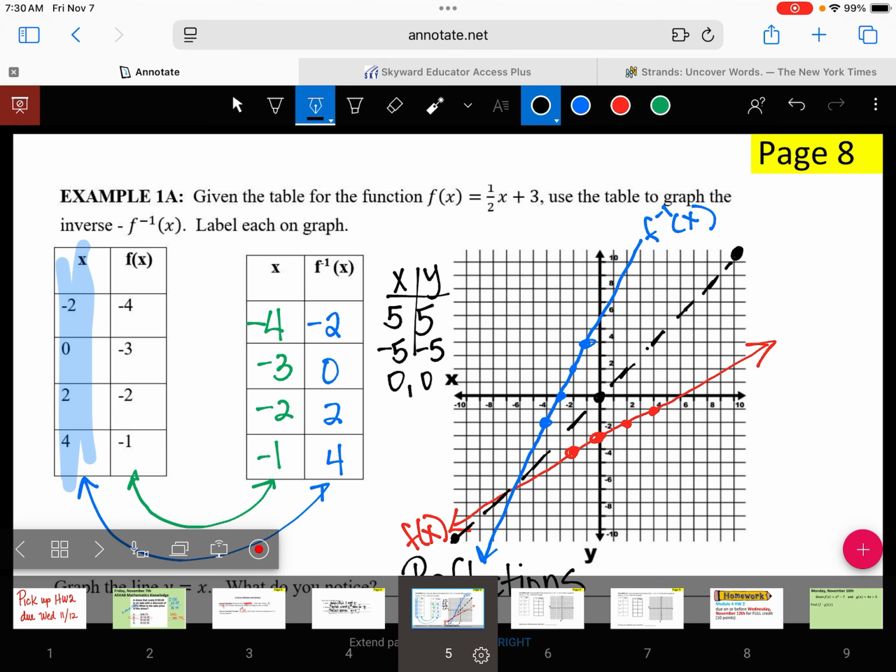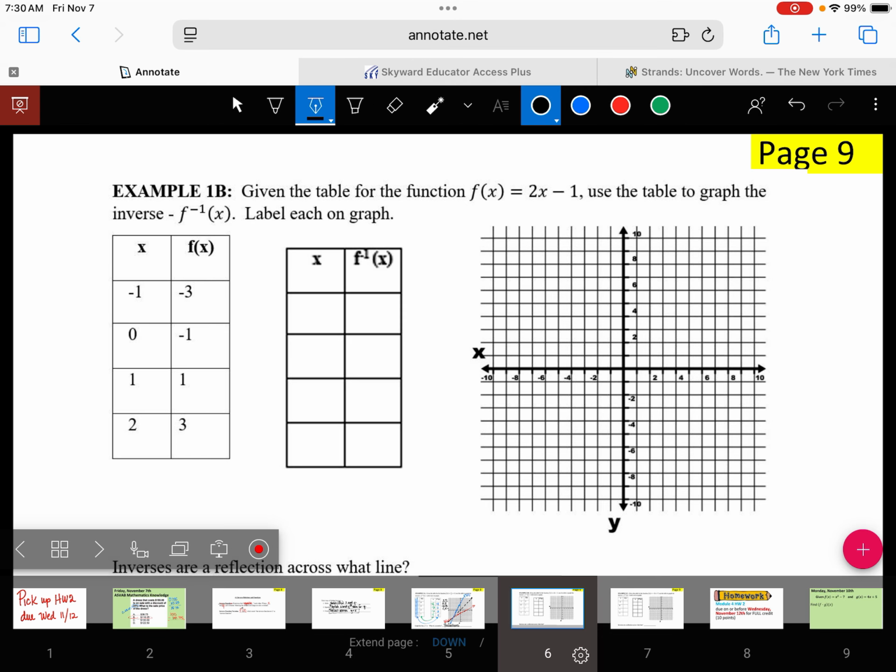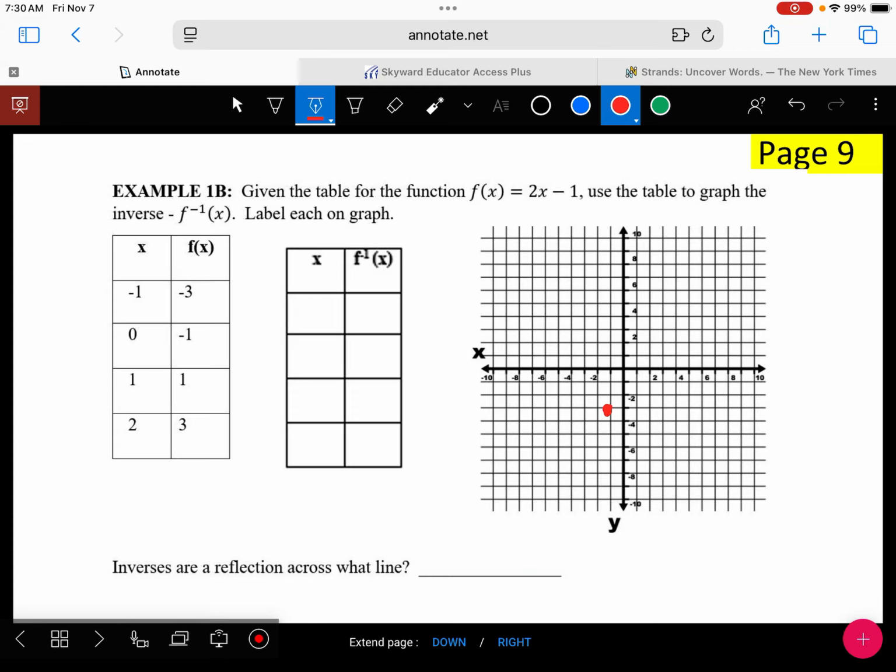All right, couple more. Let's go ahead and look at this one. Go ahead and graph it and then flip it and graph it again. So graph the first one, label it f of x. So I have -1, down 3; 0, down 1; 1, 1; and 2, 3. Go ahead and connect that point. Connect that.